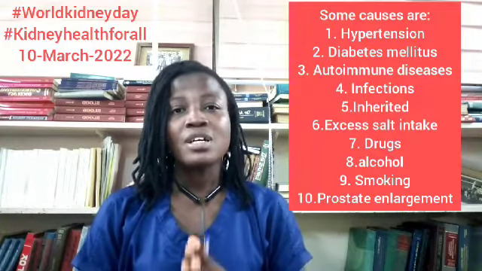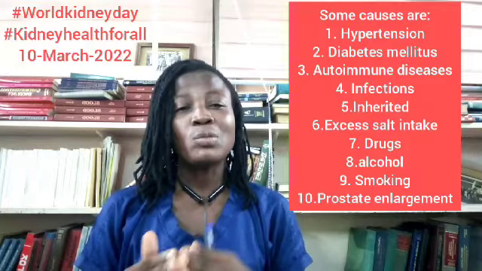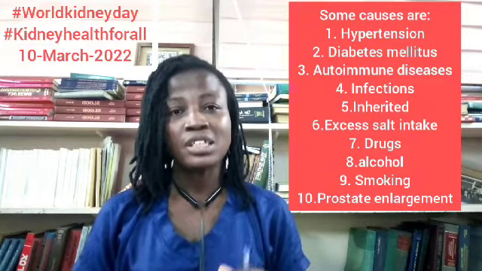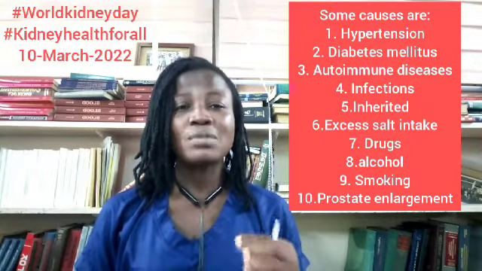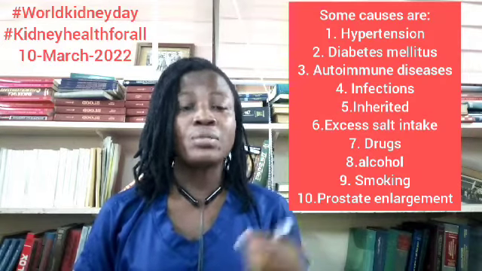Another condition that affects the kidney is diabetes mellitus. This leads to damage of the glomerulus that helps in the production of urine. So when this damages them, producing urine becomes a problem.